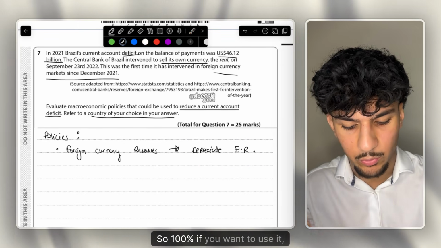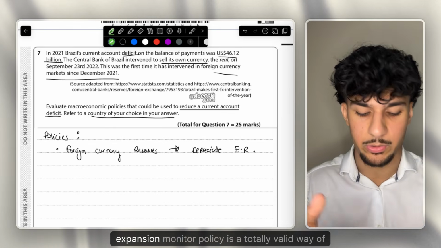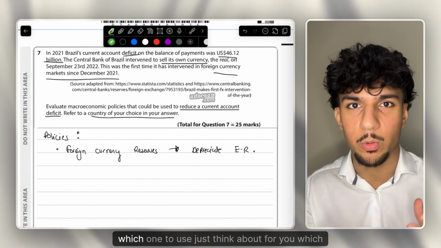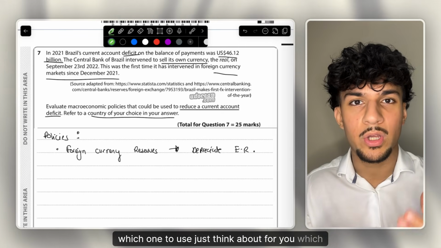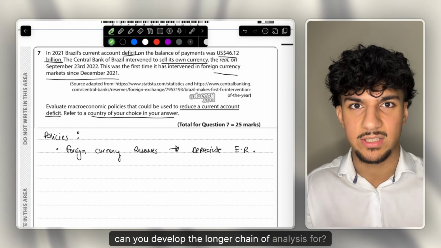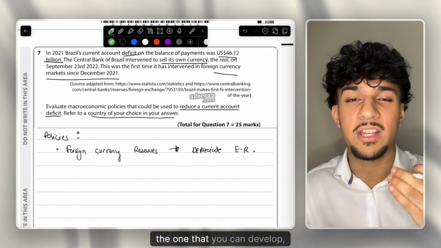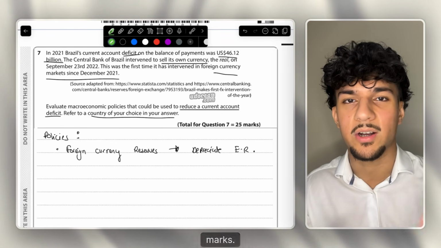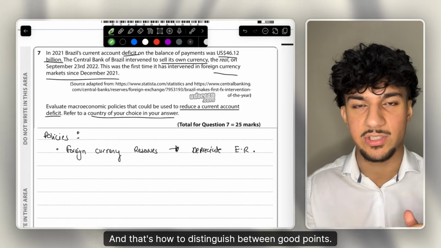So, 100%, if you want to use it, expansionary monetary policy is a totally valid way of going about this question. And the way I would decide which one to use, just think about which one you can develop the longer chain of analysis for. The longer, more developed the chain of analysis, the more likely you are to pick up marks, and that's how to distinguish between good points.